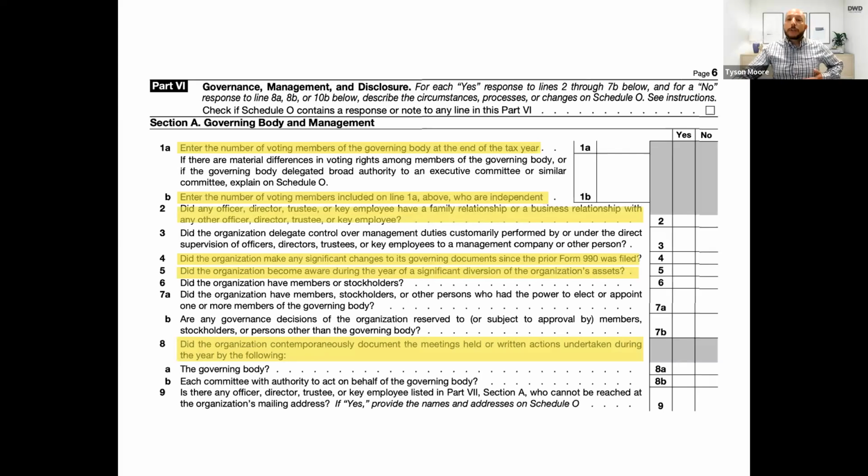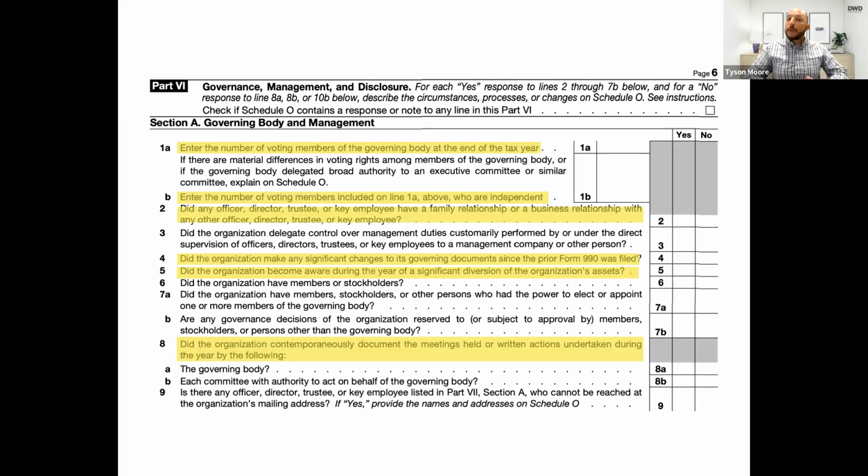Next, I want to point out a question that the IRS asks if the organization made any significant changes to its governing documents. So changes in your bylaws, your articles. So again, we need to tell the IRS what you did and then also tell them what you changed within those documents.